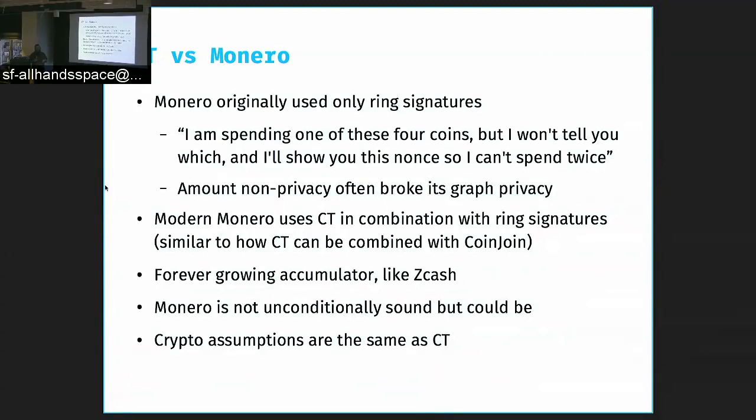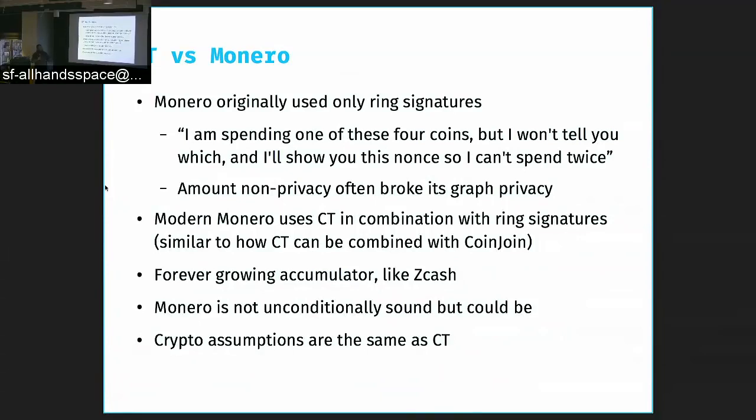So more modern Monero, as of a few months ago, is now using CT. They've adapted CT to work with their ring signatures to create something called ring CT, and it's sort of like how CT can be combined with CoinJoin. So this system has the benefits of CT, but it also has the disadvantages of the ring signature. So there's a forever growing spent coins list in it.